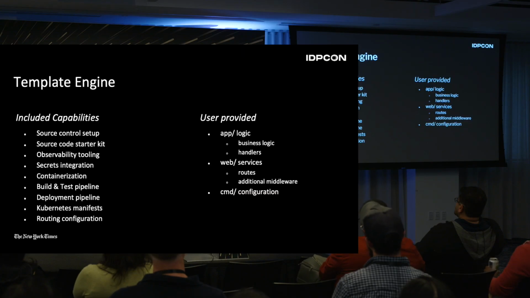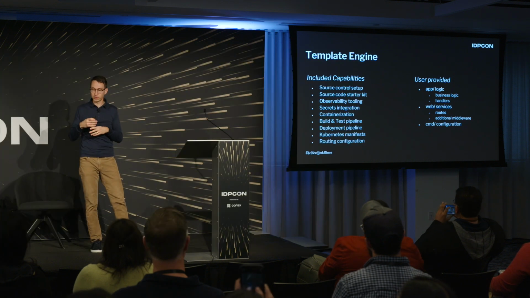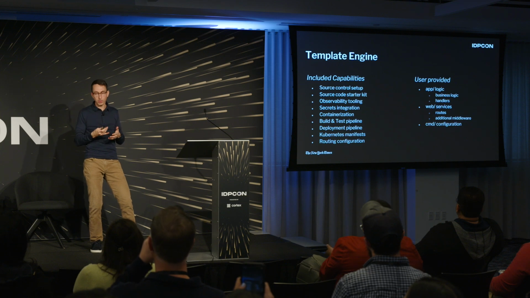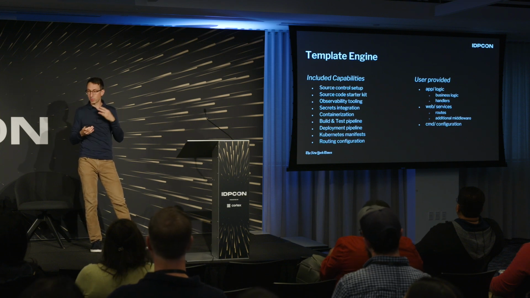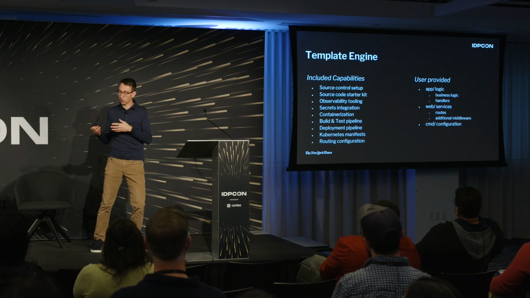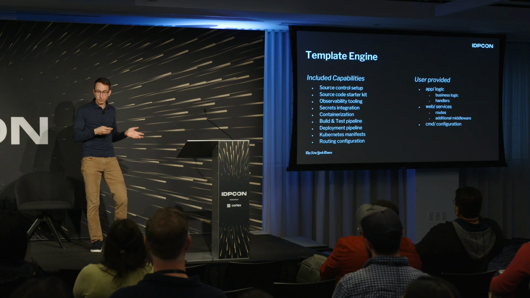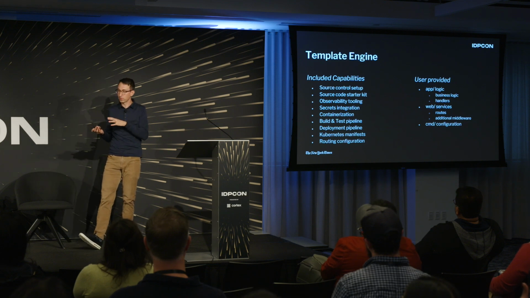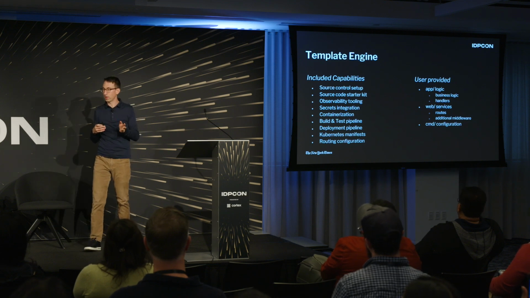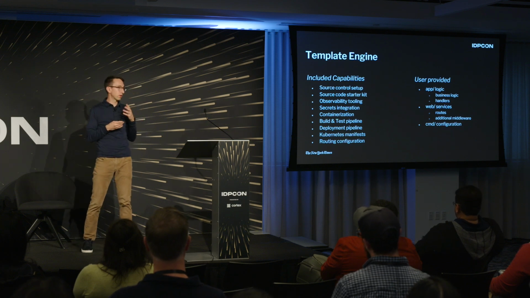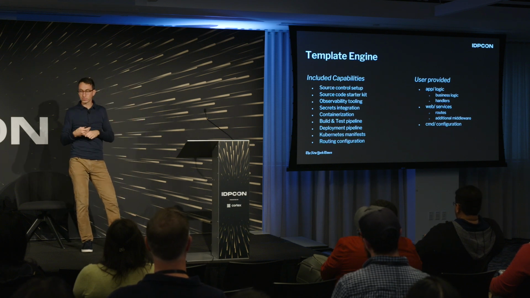So the goal of this template engine is to have this set of included capabilities on the left, and then user-provided things on the right. The included capabilities are really source control setup, source code, a starter kit for what language you want, observability tooling, secrets, containerization, build and test pipelines, deployment pipelines, Kubernetes manifests, and then routing configuration. So for you, you're just providing application logic, web services, those sorts of things.